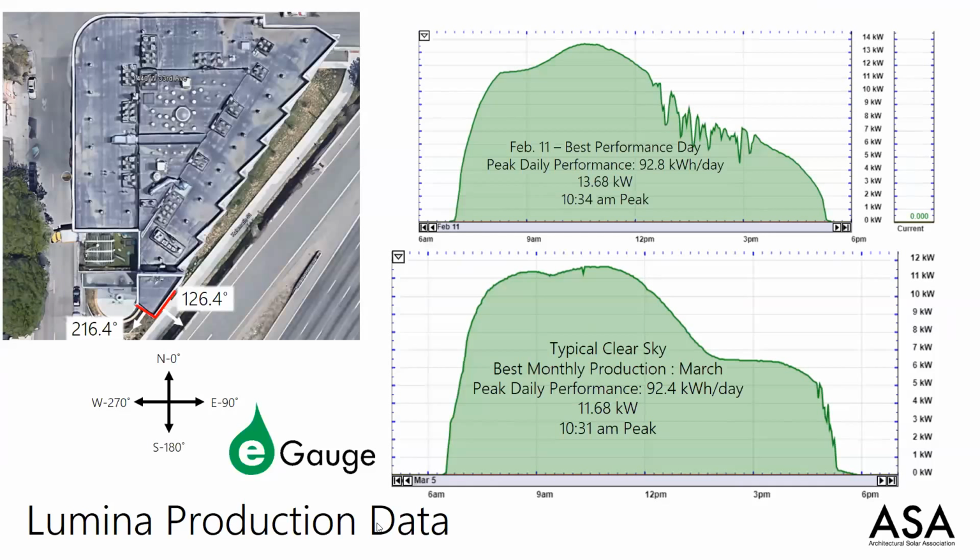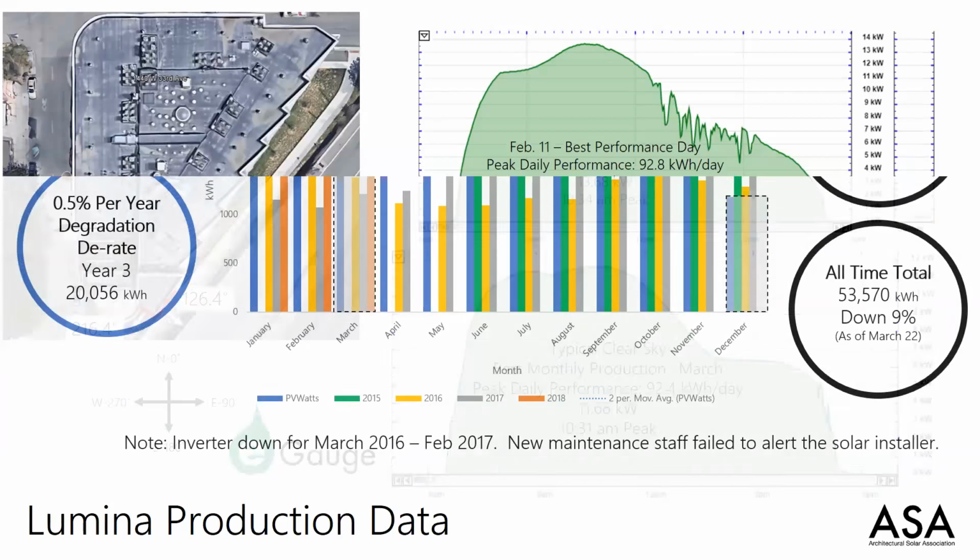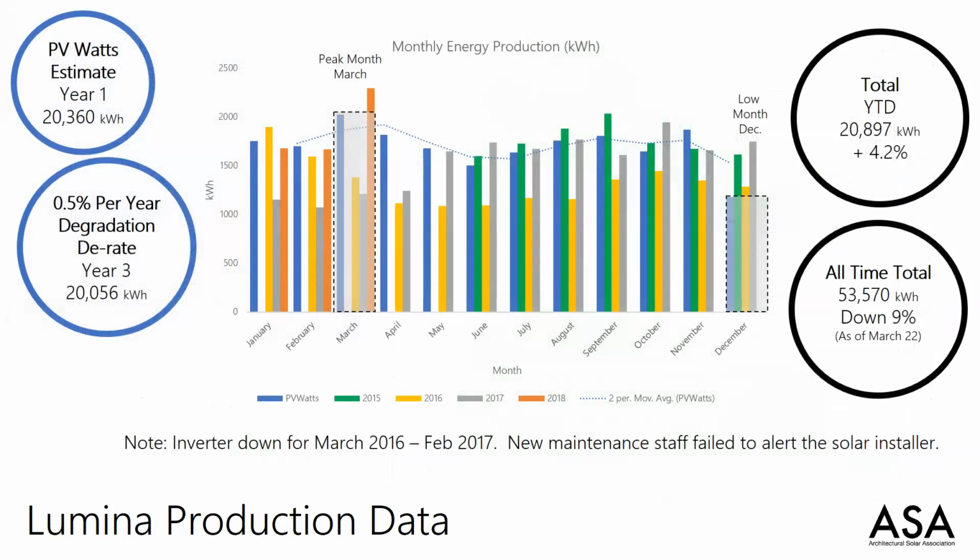But March is the best production month overall, and the best day within March can be seen here in the bottom figure. The higher production in the morning makes sense due to the system size being larger on the southeast portion. The PV Watts estimate was 20,360 kilowatt hours for the system. In year 3, this would be derated to 20,056 kilowatt hours, roughly at 0.5% per year. The system is not degrading that fast, but that's the metric we typically use in the industry.